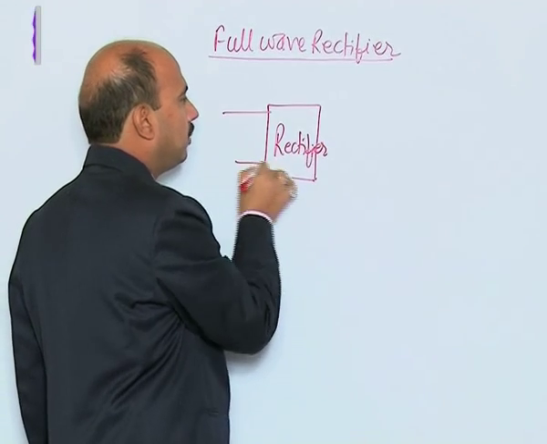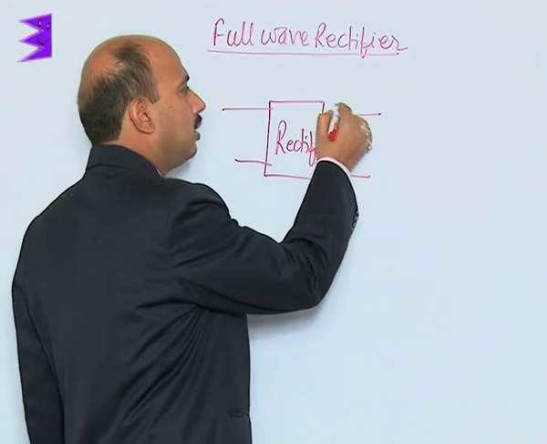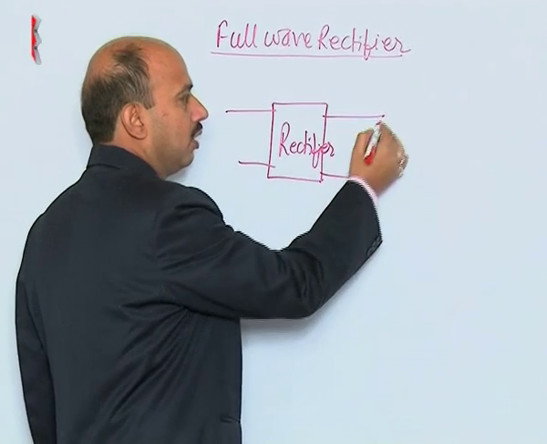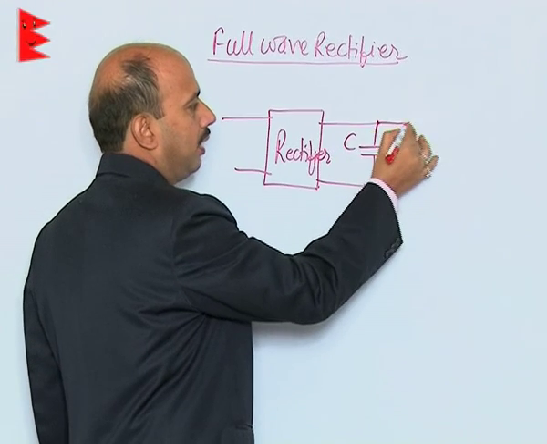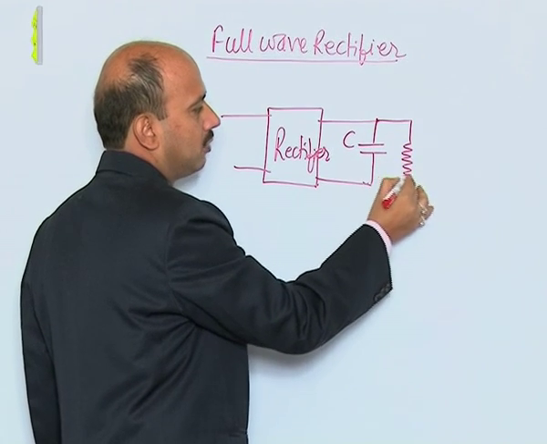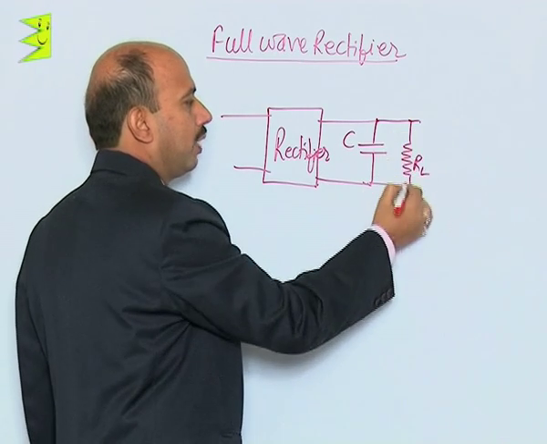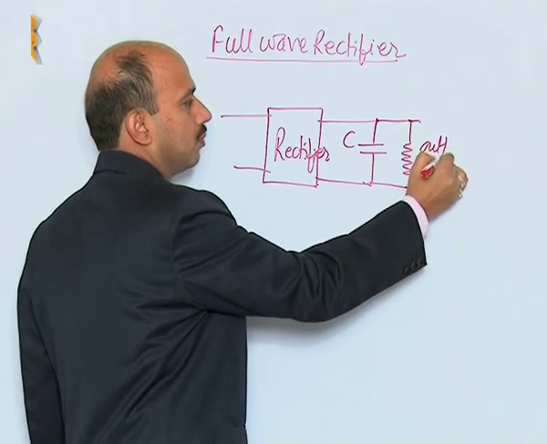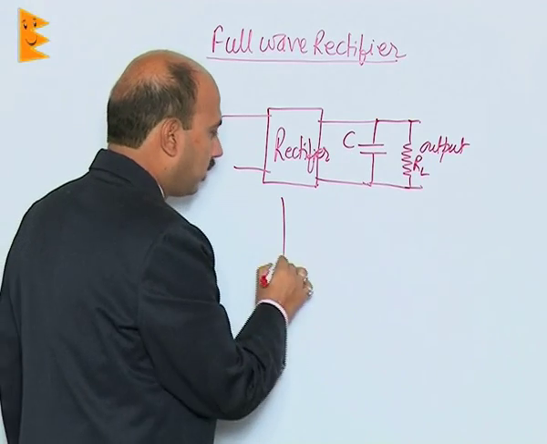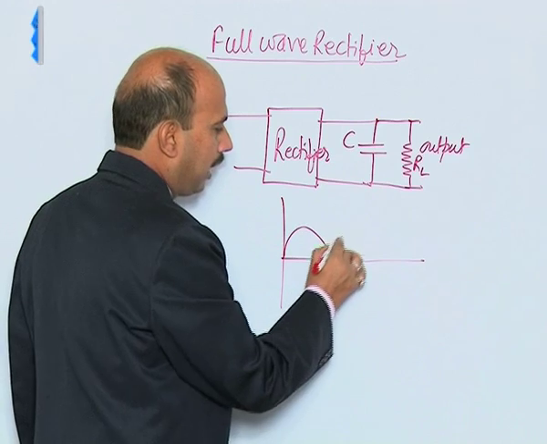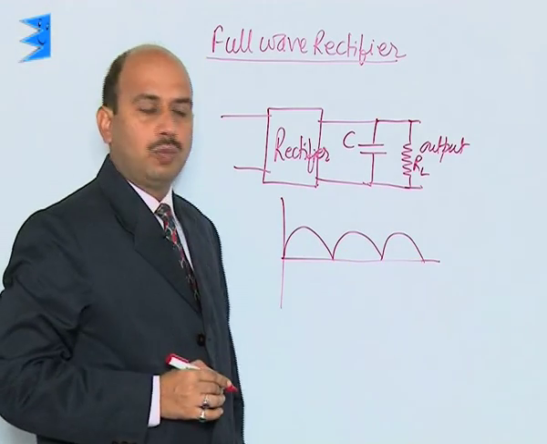It gets signals from this side, it gives output to this side here, and there are both components, AC and DC. Here we use a capacitor C, and here we use a load resistance RL, and we can get output over here. Now see, the output voltage was actually of this type and we have to make it steady. How do we make it?